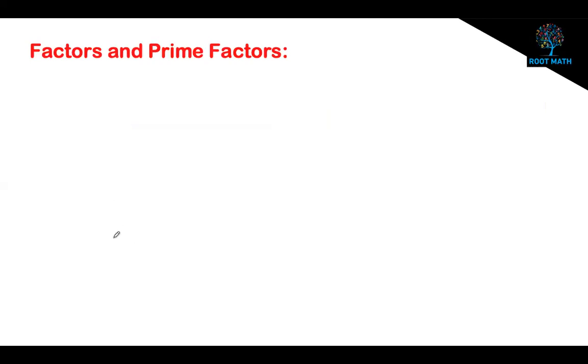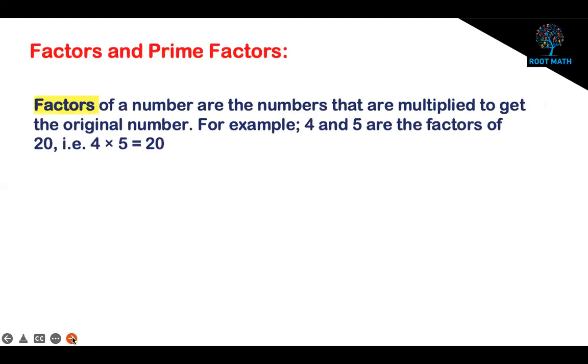What are factors and what are prime factors? Just before, we have learned what factors are. Here I have given you one more example, 20. To get the product number 20, I have multiplied 4 and 5. 4 times 5 is 20. So 4 and 5 are the factors of 20. These are all set as factors. So the factors of a number are those that are multiplied to get the original number.